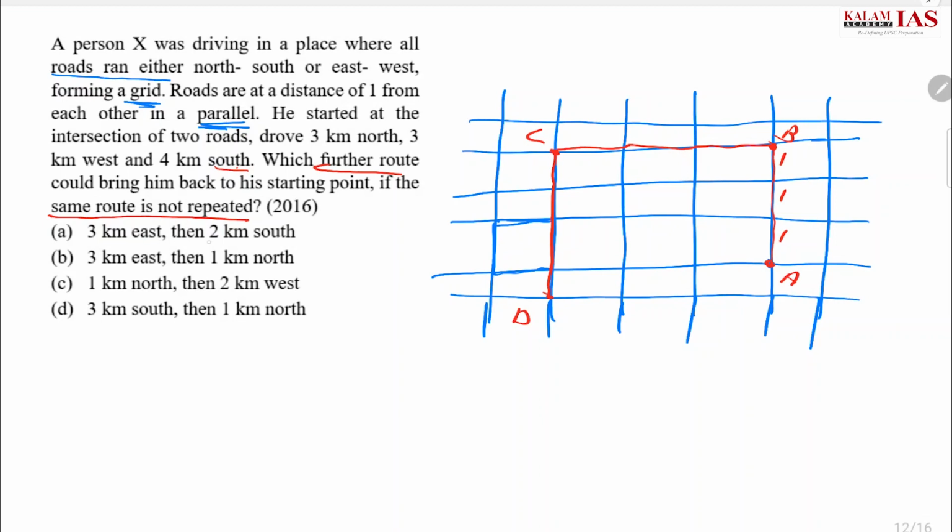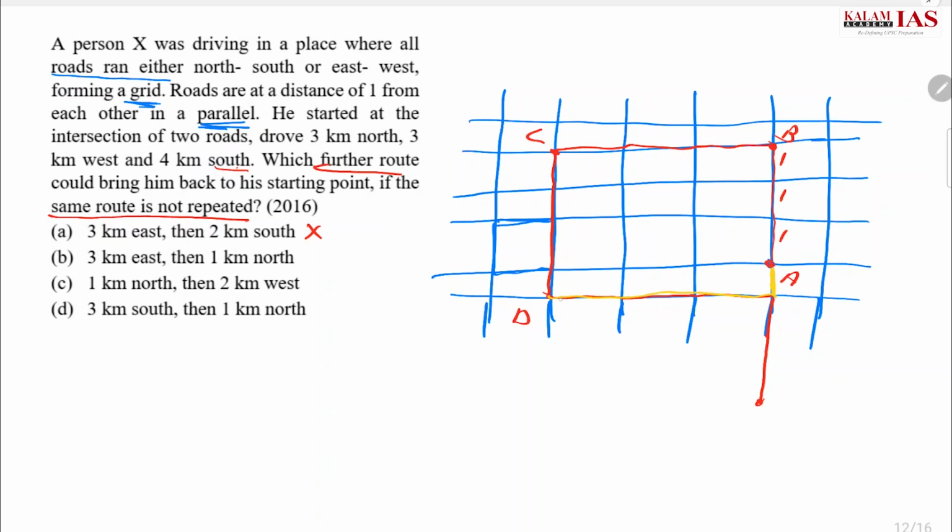3 kilometers east and then 2 kilometers south. 3 kilometers east will be 1, 2, 3 and then 2 kilometers south. He will go somewhere here which is not required. He has to go north. So the first option is wrong. Coming to the next option, 3 kilometers east and 1 kilometer north. 3 kilometers east is 1, 2, 3 and 1 kilometer north.